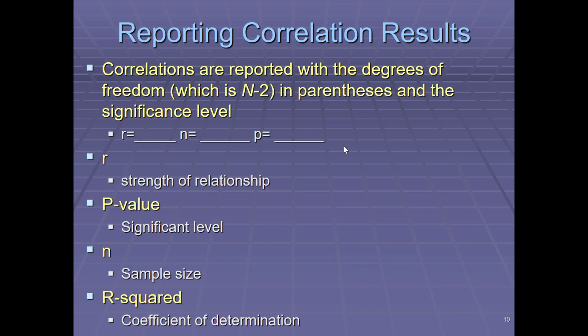Your R, or your correlation, is actually the strength of the relationship. So depending on what you get for your correlation, whether it's a 0.2 or a 0.5 or a 0.7, that determines how strong a relationship is. So remember, the closer your correlation is to 1, the stronger the relationship. P-value is basically your significance level. N is your sample size, and then your R squared is your coefficient of determination.